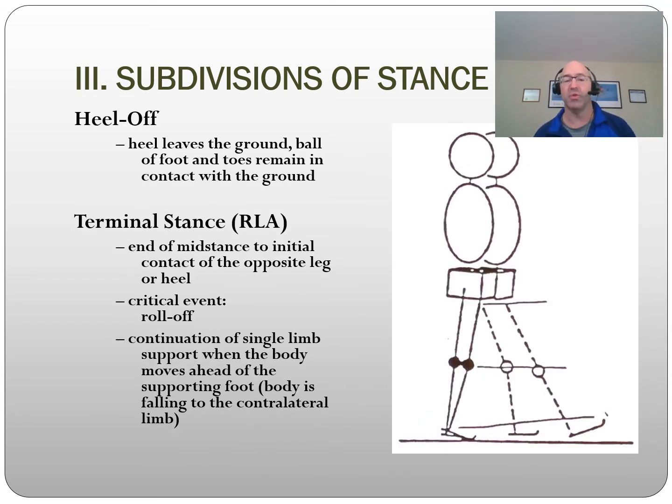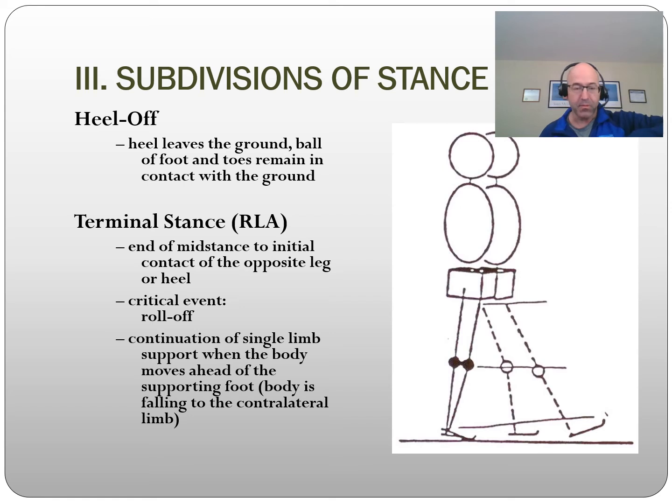Moving next to heel off. Okay, so now we're past the middle. The body's still going forward, and as you can see on that solid diagram, that solid line, the heel is now lifting off the ground as we continue to move forward. The ball of your foot and the toes are still touching the ground. On the Rancho scale, we call this terminal stance because we're almost at the end of the stance phase.